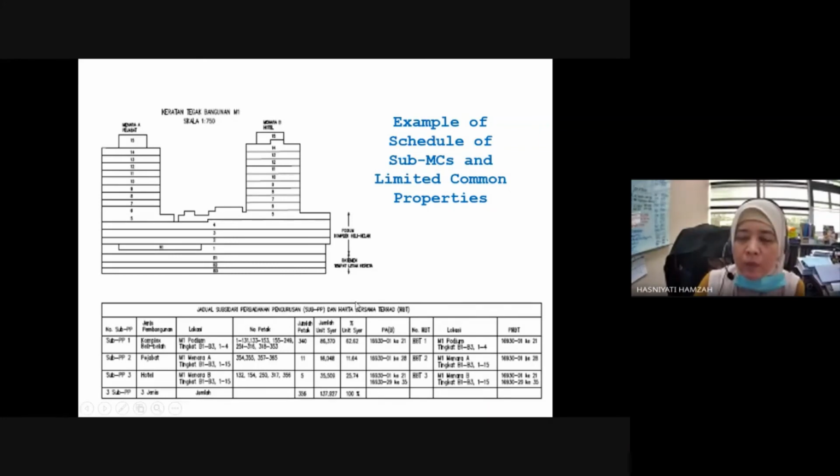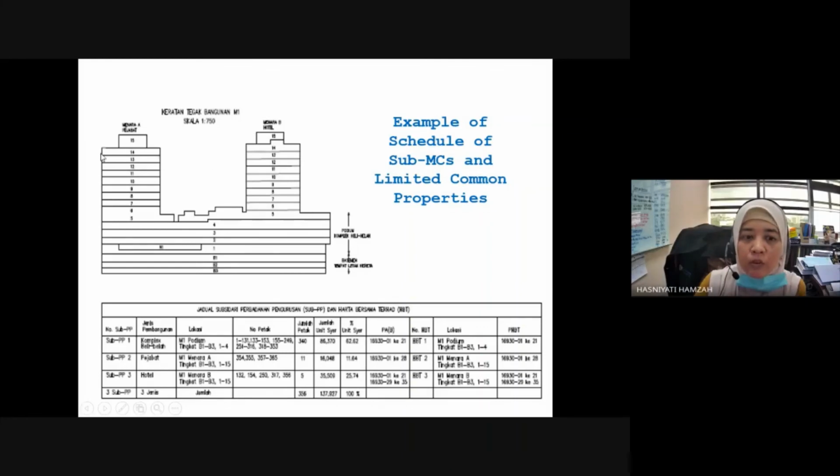Harta bersama is common property. Limited common property ialah harta bersama terhad. Bukan berhad, terhad. Harta bersama terhad. Okay, so you have the 3 sub-MCs, okay, comprising the retail center, office and also hotel. Mana location dia, unit apa, podium apa. Podium, menara, menara A, menara B.